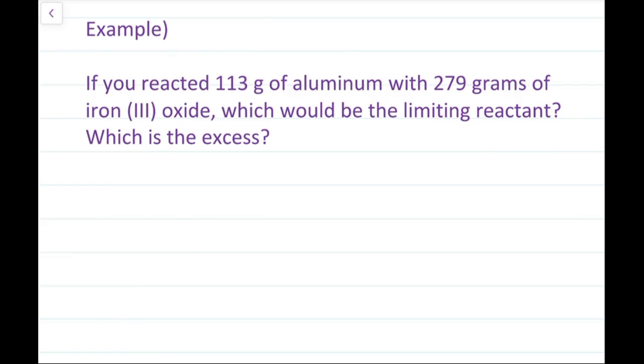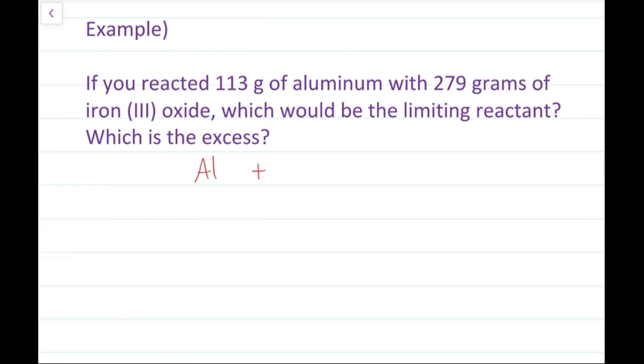So if we react 113 grams of aluminum with 279 grams of iron 3 oxide, which would be the limiting reactant, which is the excess? So first of all, we need a balanced equation. So this is going to be aluminum reacting with iron 3 oxide.